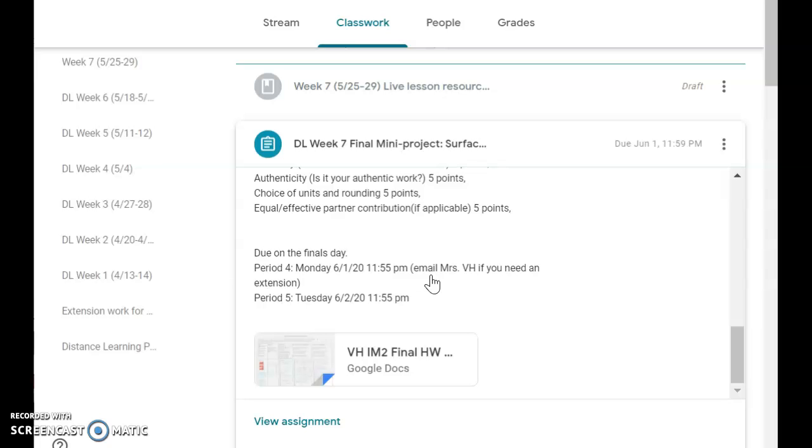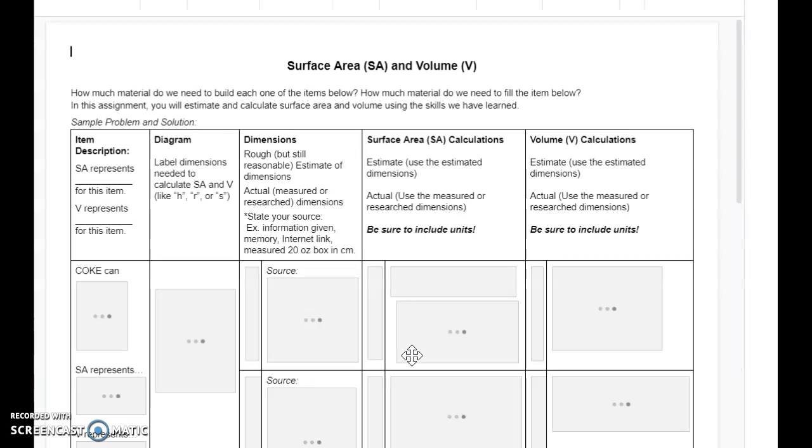Okay, and then period 5, it is due on the Tuesday, on the finals day at 11:55 p.m. So if I click on this document, it's going to open up the document and show me what the document is all about.